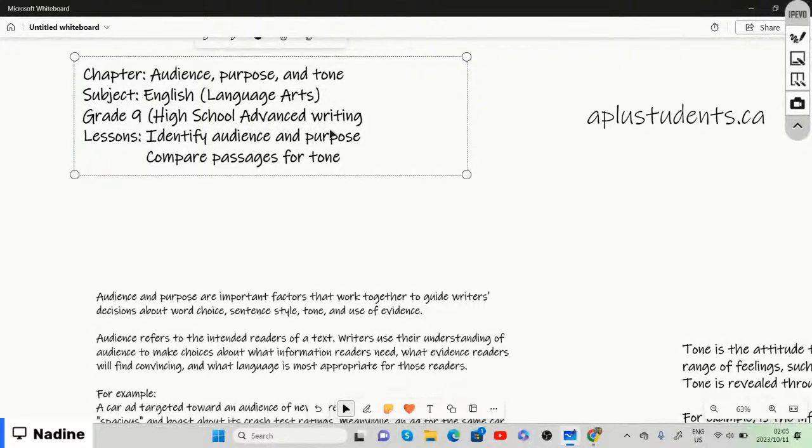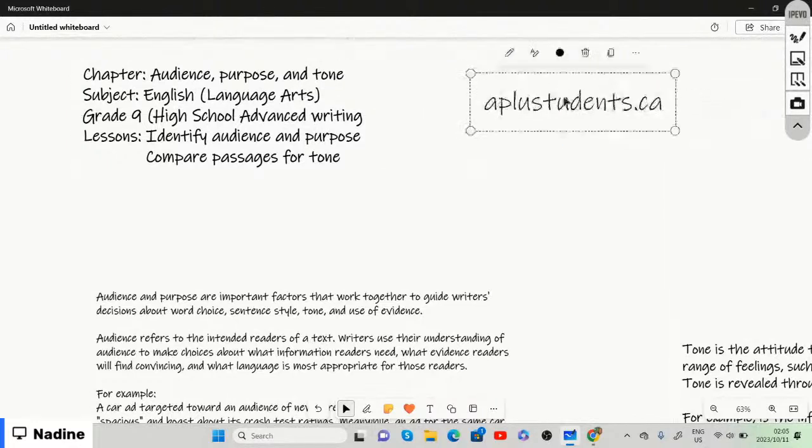And then our lessons are to identify audience and purpose and to compare passages for tone. So that is basically going to be our focus under the chapter of audience, purpose, and tone. And we are doing our lesson on aplusstudents.ca. Like I say, you are going to grade 9, and that is where we will find our specific chapter, which is audience, purpose, and tone.